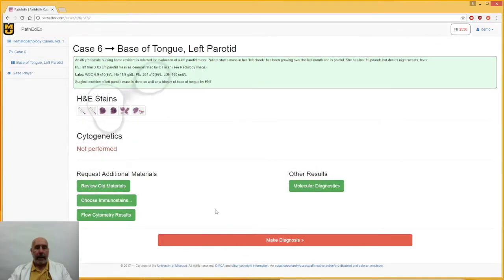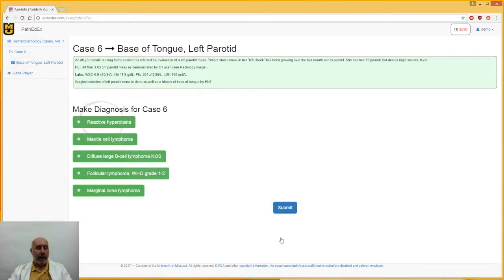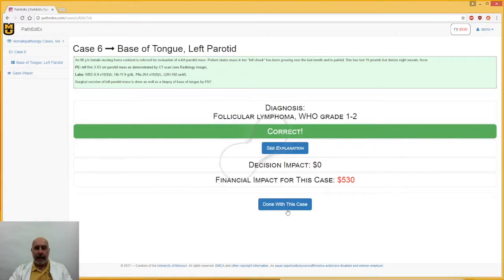So now we're ready to make a diagnosis based on the information we have. We click the bottom bar here, and we have 4 choices. In this case, it's pretty characteristic of a low-grade follicular lymphoma, WHO grade 1-2. And we see that that is correct. We had a financial impact of $530 on this case because we did it based on the H&Es and flow cytometry without a lot of extra testing, which would have been unnecessary in this case.